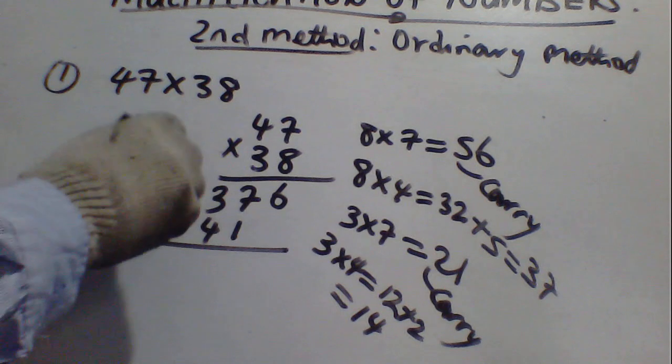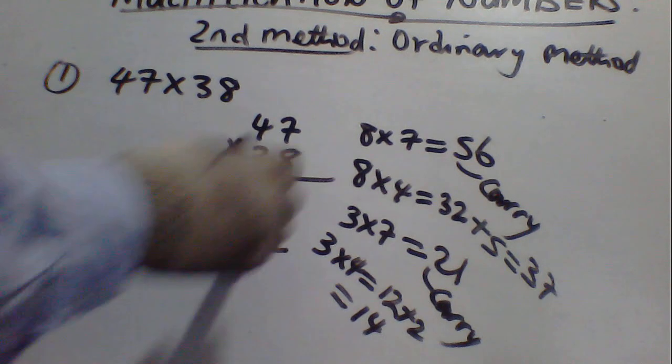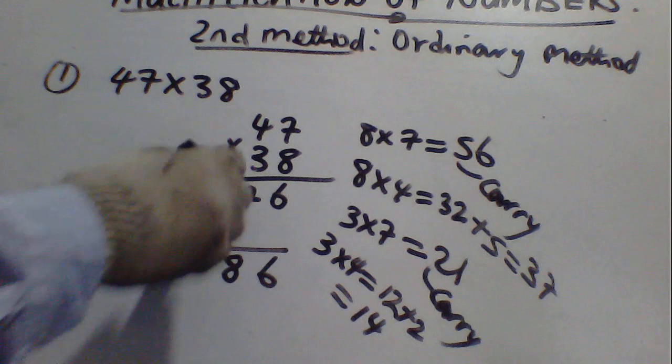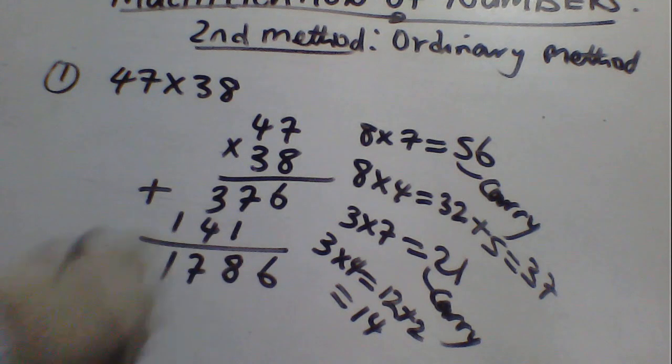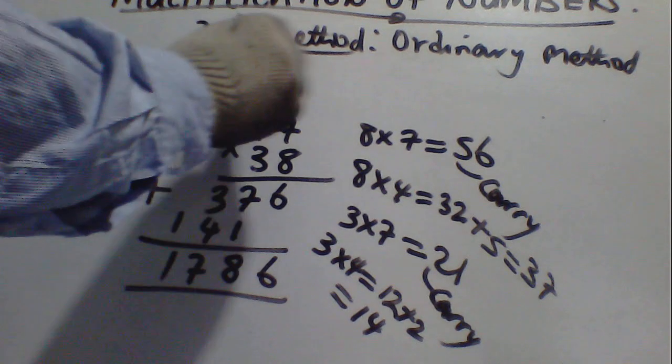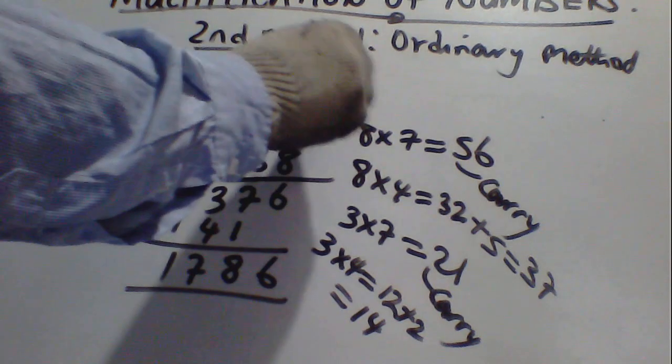Then sum your work, starting from the back. 6. 7 plus 1 is 8. 3 plus 4 is 7. You write 1. So the multiplication of 47 by 38 is equal to 1786.